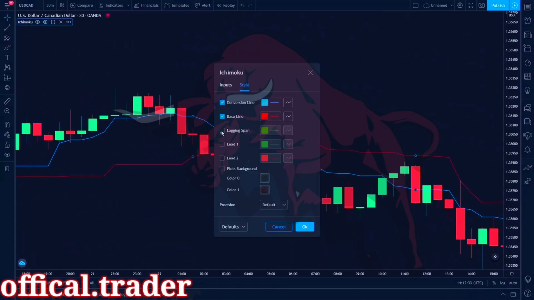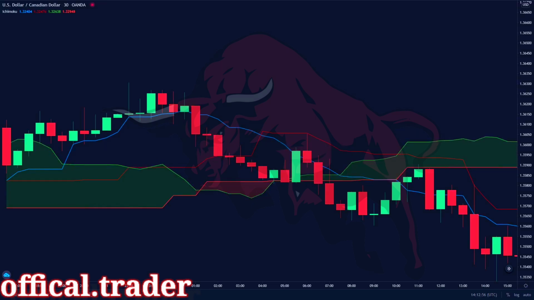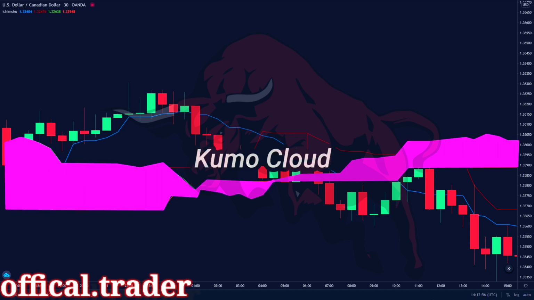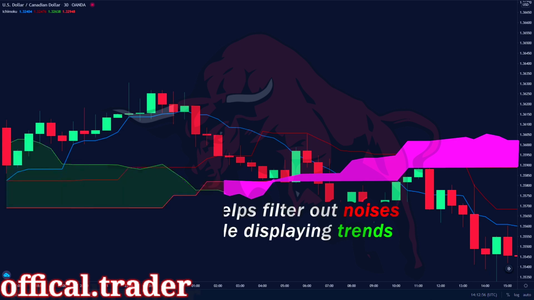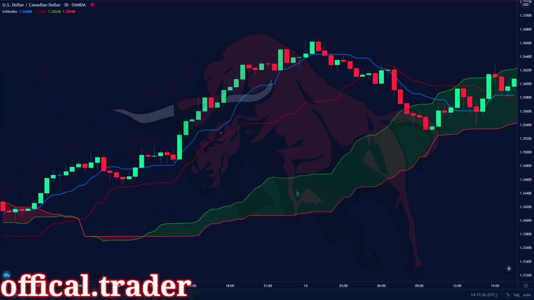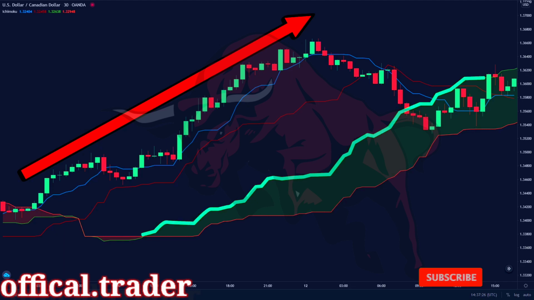Next, we have these two lead lines, also known as the Senkou spans. These two lines form what's called a Kumo Cloud. The Kumo Cloud is what stands out in the Ichimoku indicator because it can help filter out noise while still displaying trends. Usually, when the price is in a trend, the cloud will also head towards that direction. For example, if the price is in a strong bullish trend, the direction of the cloud will also follow upwards.